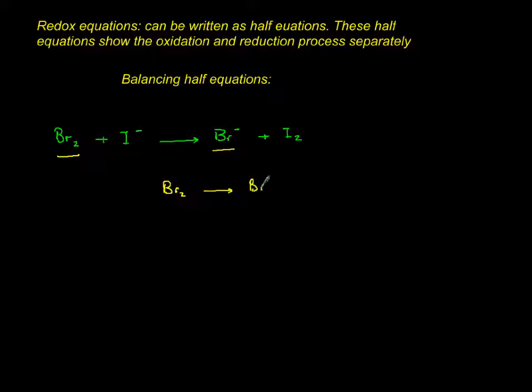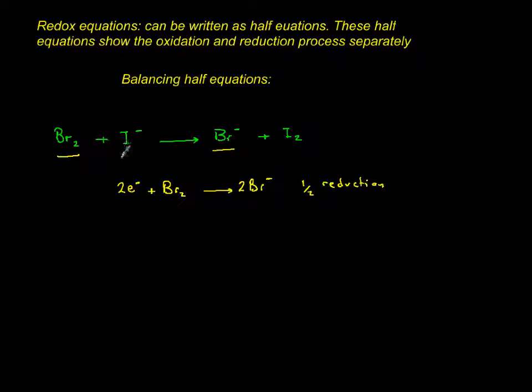First thing I'm going to do is make sure my atoms are balanced. So I put 2 bromide. And then I have 2 negative charge on the product, so I'm going to gain 2 electrons on the reactant side, and this is the half reduction equation.